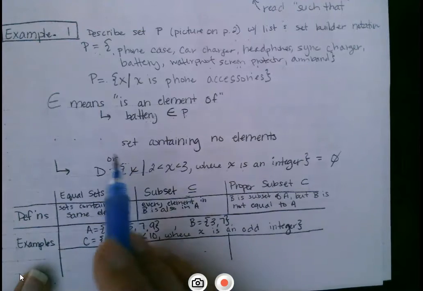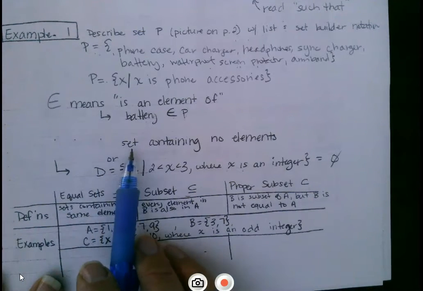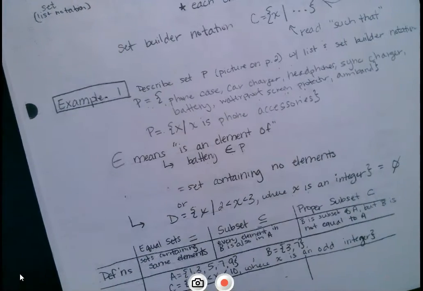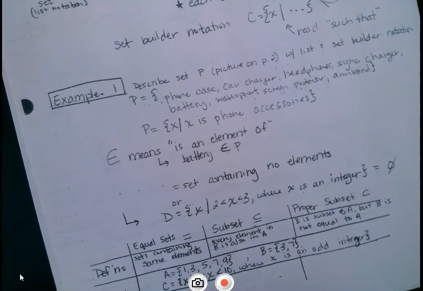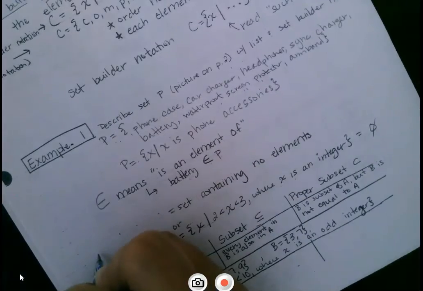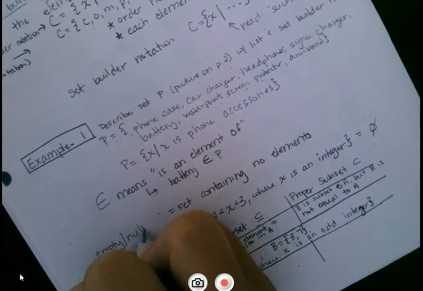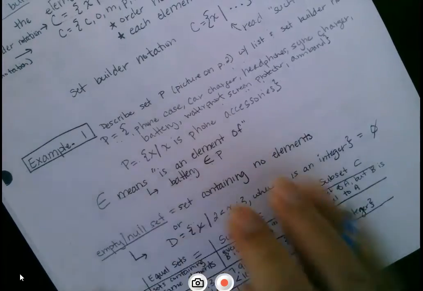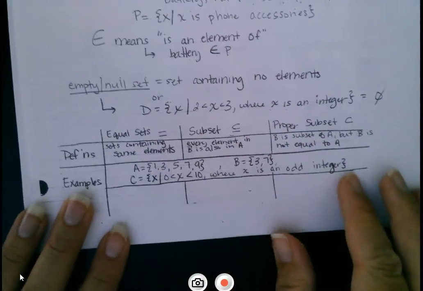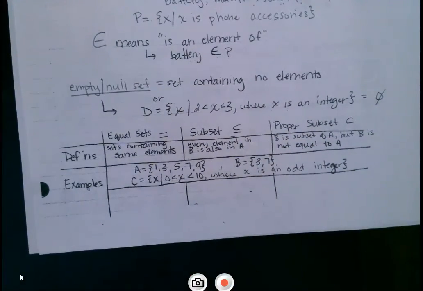Okay, next up, we have another word that we need. We have the definition. It's a set containing no elements. What is a set containing no elements? Empty or null set. Good. Empty or null set is a set containing no elements.